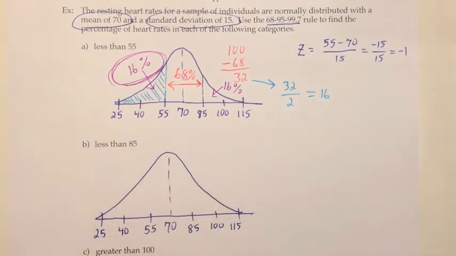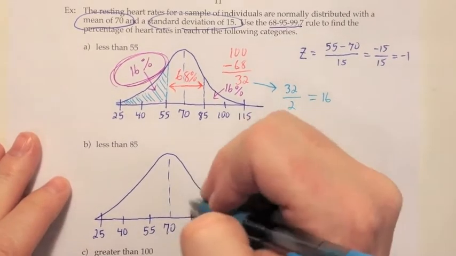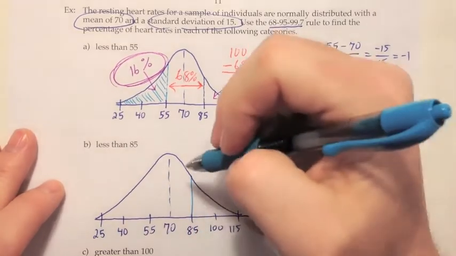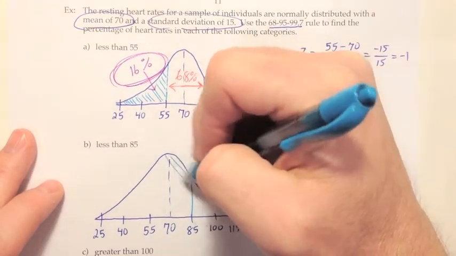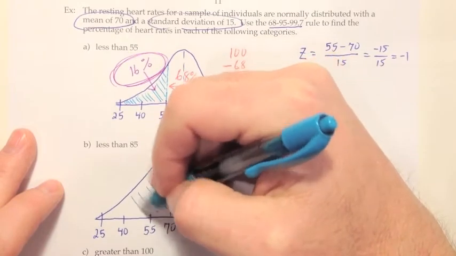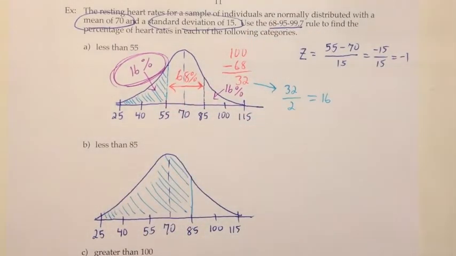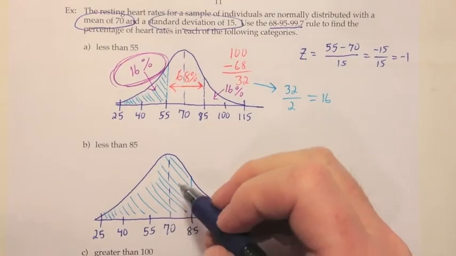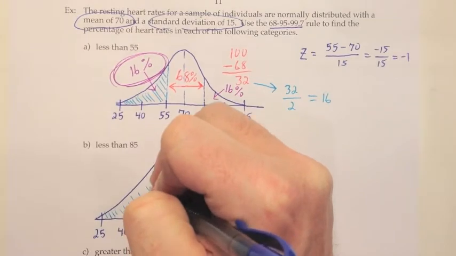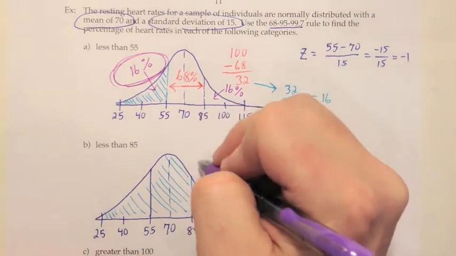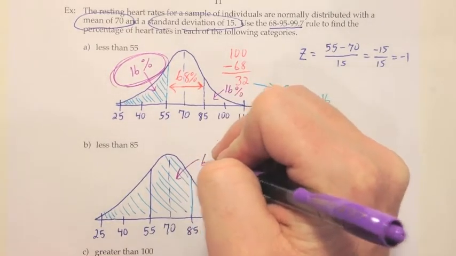And then I would want to think about the number they're asking about, which in this case is 85. So I'd draw a line at 85, and then I would shade what they want me to find, which would be everything to the left of 85. And then I would argue that the work I did above is mainly going to answer this question for me. If I drew another line at 55 right here, then I already know from the work up above that this area in the middle should be 68%.